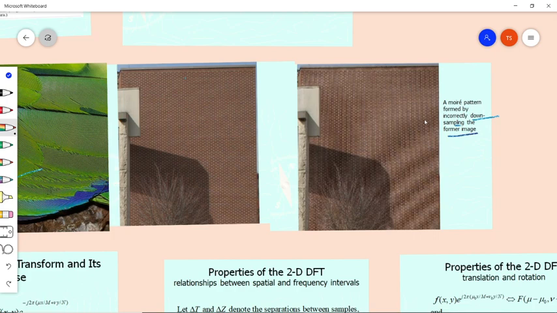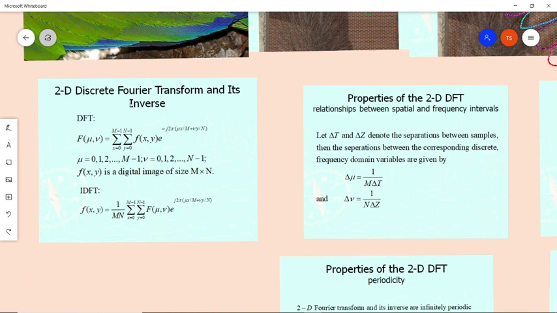See here, these types of patterns we did not get from the original image. So the undesired artifacts are also collected as moire patterns. Now coming to the 2D discrete Fourier transform and its inverse. Sampling and everything is completed, meaning the basic needed theorems are formulated for the Fourier transform. Now we are defining the 2D discrete Fourier transform and its inverse.